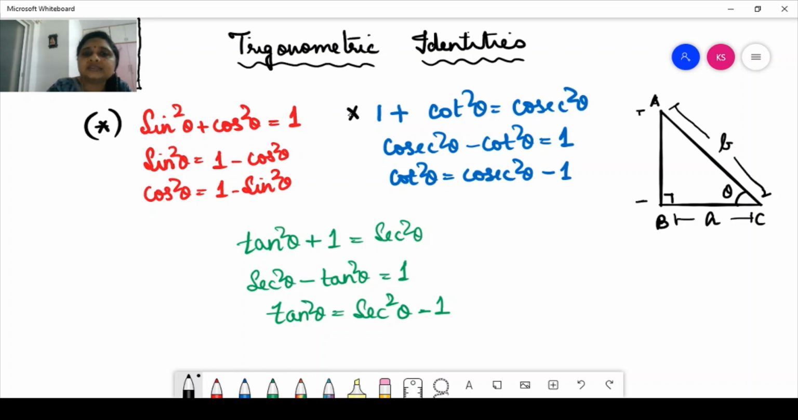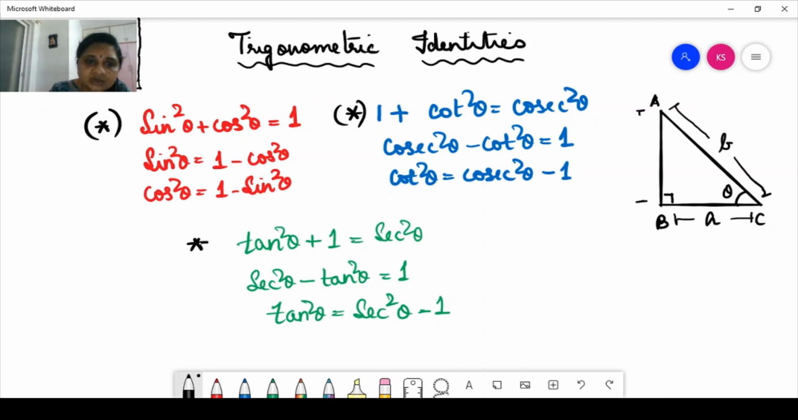Okay, the next identity is 1 plus cot square theta is equal to cosecant square theta. From that we come to know that cosecant square theta minus cot square theta is 1 and cot square theta is equal to cosecant square theta minus 1.